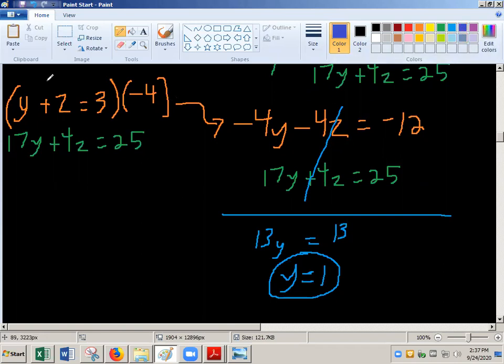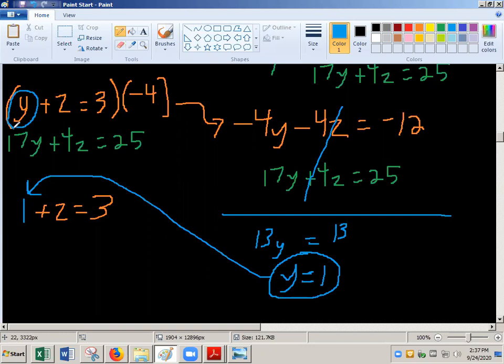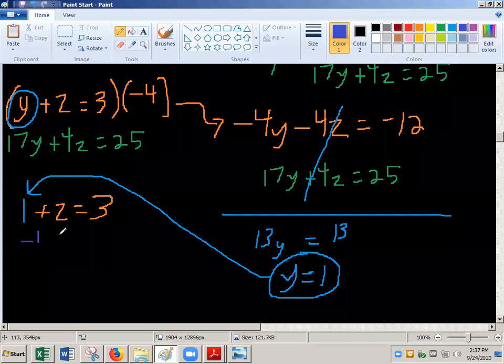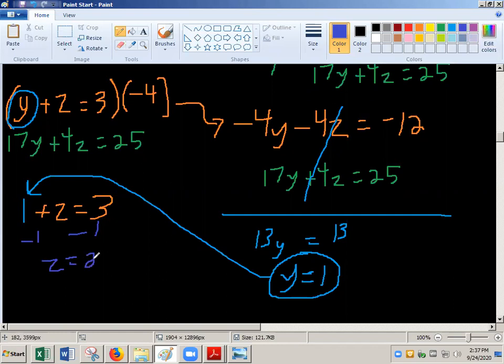I want to plug it back in. I can plug it back into orange or green. I'm going to choose orange because I'm lazy. So I got this equation being rewritten, but instead of using y, I'm using 1 because I know y is 1. So now I got 1 plus z equals 3. I'm going to do some real groundbreaking mathematics here and subtract 1 from both sides. So my z value equals 2.